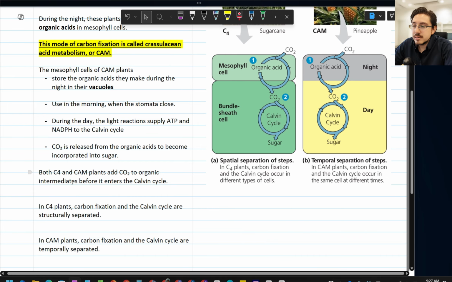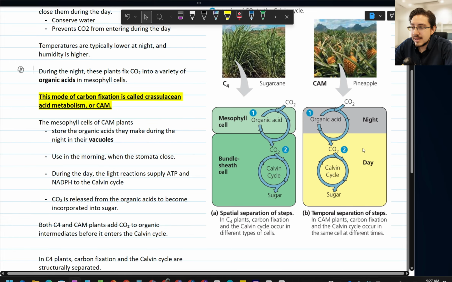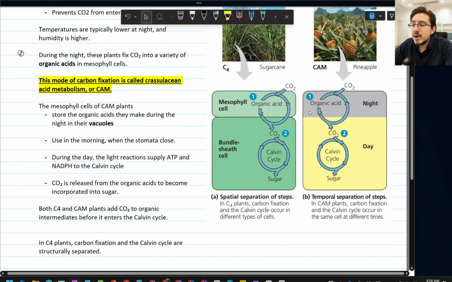So here's a particular diagram. You can see here a C4 plant, sugarcane, versus a CAM plant like pineapple. Same situation here, where you have mesophyll cells. They're undergoing this type. And this is again C4 plants. They use this organic acid, remember oxaloacetate, to collect carbon dioxide, and then they will liberate that carbon dioxide in bundle sheath cells. Calvin cycle produces sugar. Okay.